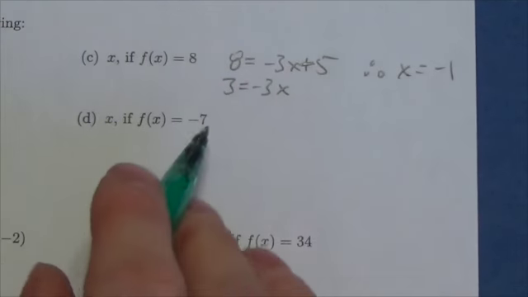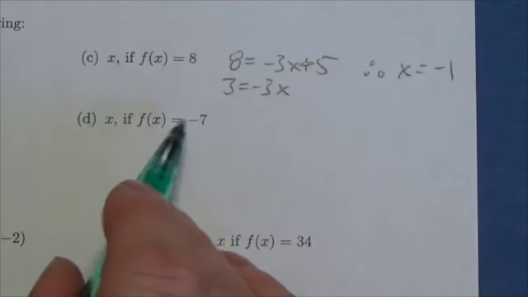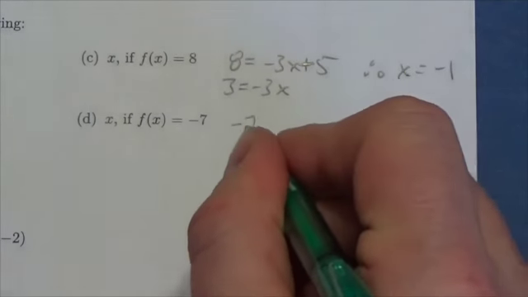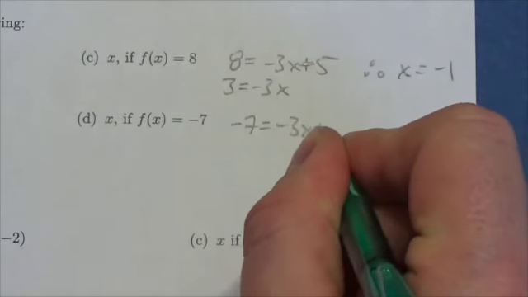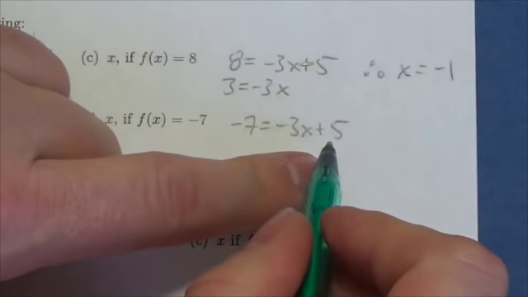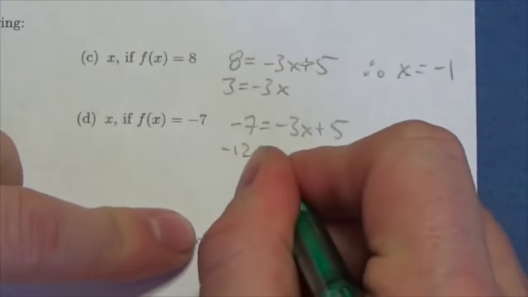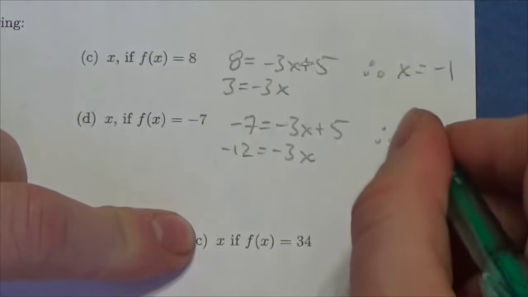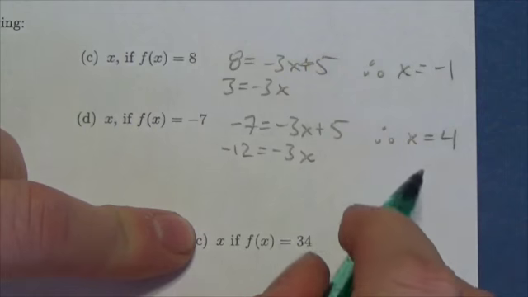And then we do the exact same thing in this last one, except in this case, we're replacing the dependent variable with a negative 7. So negative 7 is equal to negative 3x plus 5. Okay. Bring the 5 over. Negative 12 is equal to negative 3x. And then by the quick division there, we see that x must equal 4. The independent variable is 4.